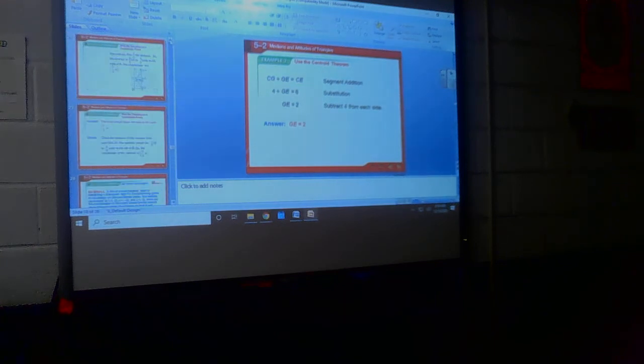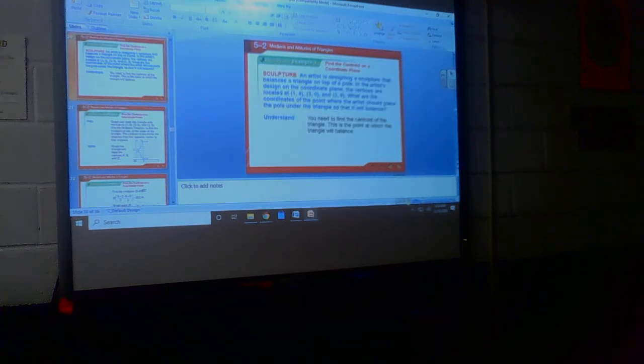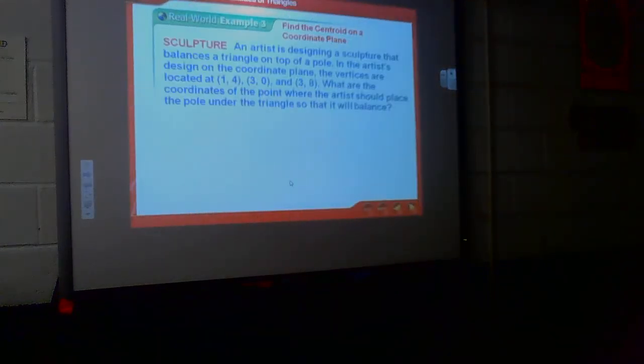Actually, let's try this one. I think I make you do one of these. An artist is designing a sculpture that balances a triangle on top of a pole. In the artist's design on the coordinate plane, the vertices are located at. What are the coordinates of the point where the artist should place the pole under the triangle so that it will balance? So basically, we're looking for the midpoint, right?